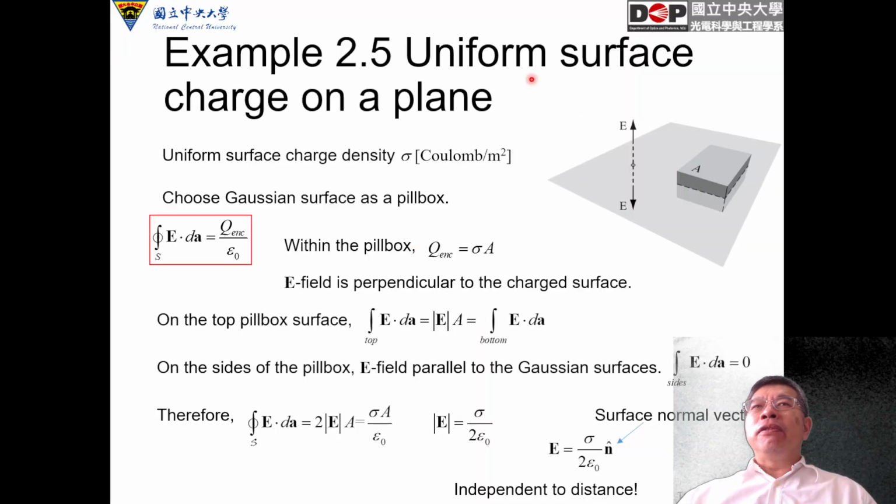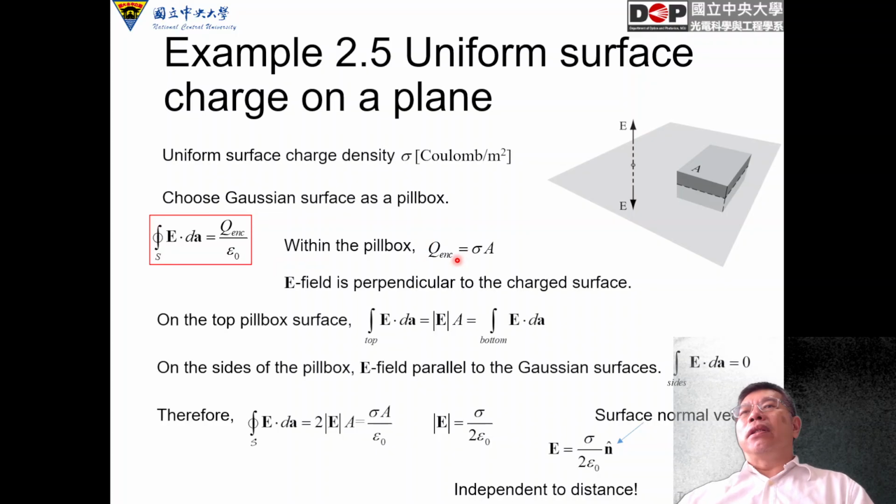Same thing for a uniform surface charge on a plane. For a plane, we will choose a pillbox that covers both sides of the surface. We have a uniform surface charge density, sigma, in coulombs per meter squared. We choose the Gauss surface as a pillbox, so it's still the same thing. Within the pillbox, the total charge is the surface charge density times the area. This is the area we choose.